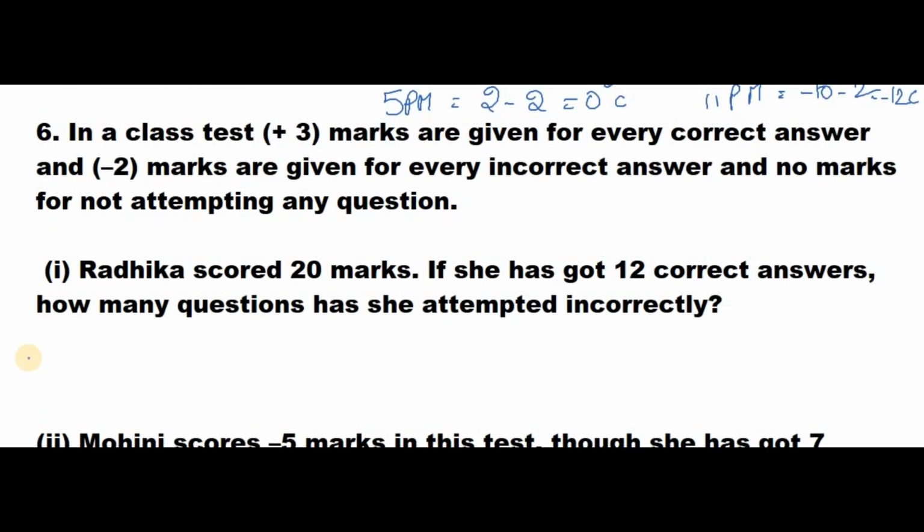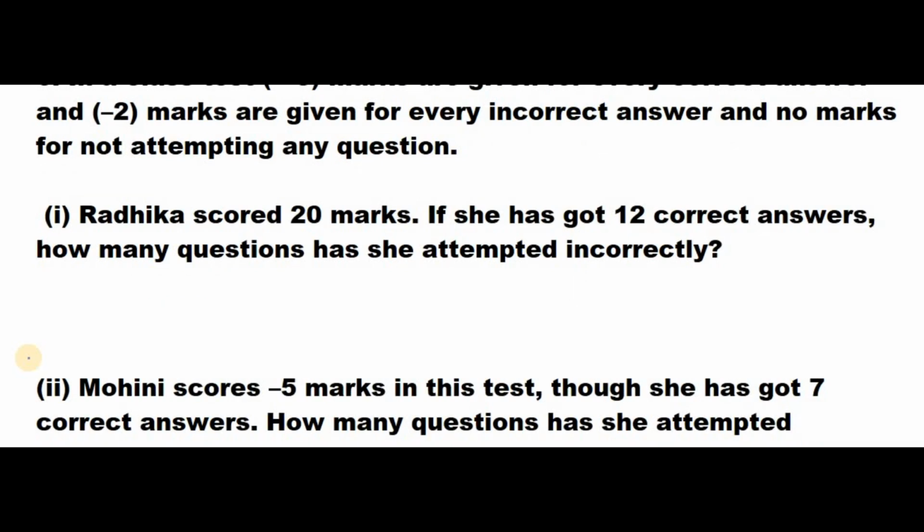Okay, so this is a test map. This is a class test. Plus 3 marks are given for every correct answer, minus 2 marks for every incorrect answer, and no marks for not attempting any question. Students, do you remember this kind of question we did already in the previous exercise? The same model question. They gave three friends' names, where one person attempted all correct, one person attempted some correct, some wrong and some not attempted. Like that he gave all three conditions. Now here also it is like that only.